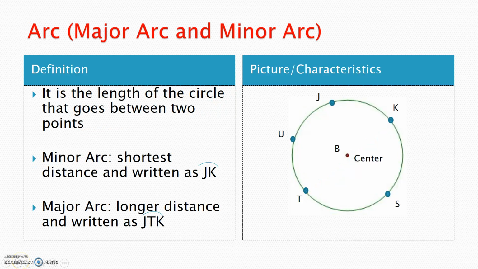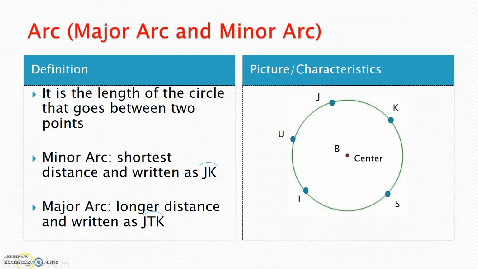All right. And then these are our last 2 definitions. So we talk about an arc. Maybe you've used the word arc in your everyday language, but in geometry, what's the technical definition? We have 2 types. We have the major arc and we have the minor arc. So it is the length of a circle that goes between 2 points.